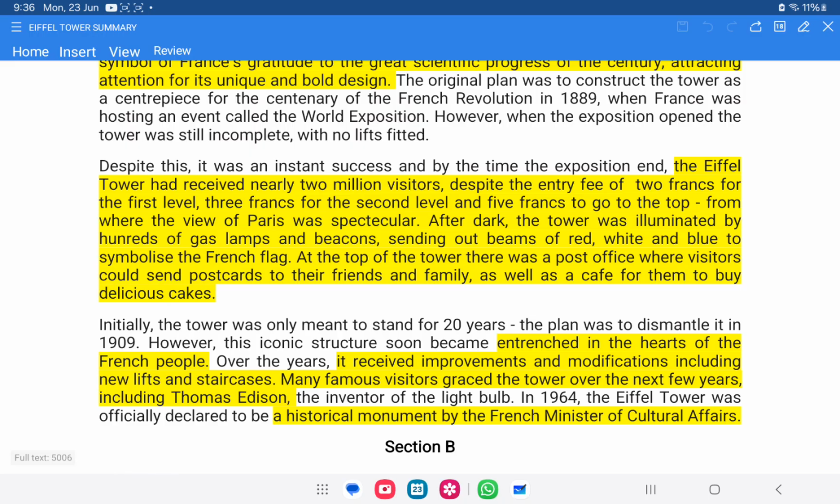Many students wrote that it was only meant to stand for 20 years. We don't have to write such things that show it was meant for 20 years or 100 years. We have to write why it was attractive, or why today it is attractive. Entrenched in the hearts of French people, it received improvements and modifications, so we can show how it became attractive because it received modification. You can mention them. Many famous visitors graced the tower over the next few years, including Thomas Edison, and it became a historical monument by the French Minister of Cultural Affairs.